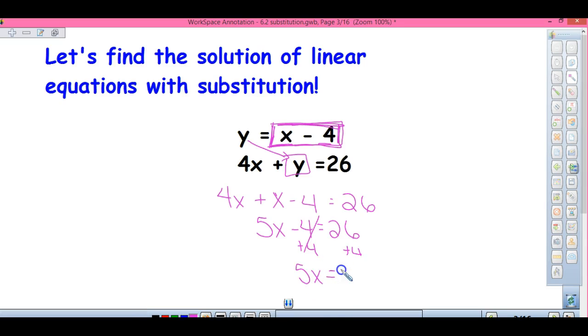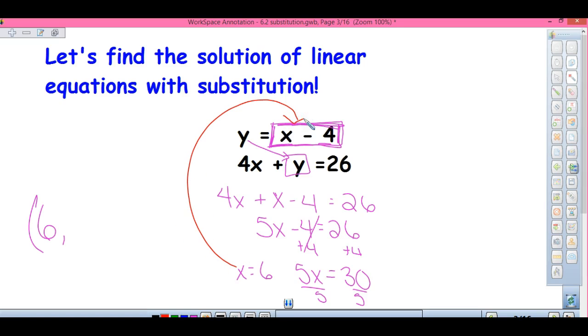5x equals 30. Divide by 5. X equals 6. So my x part is 6. Now where do I put that? Back in to the box. Okay, so y equals, what did we just say x was? 6 minus 4 is 2. So y equals 2. So my point is 6, comma 2. That is where my two lines intersect.